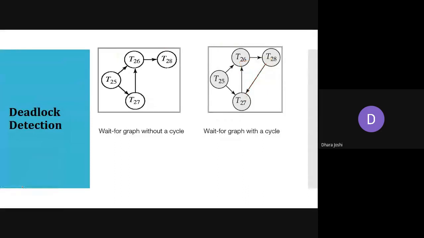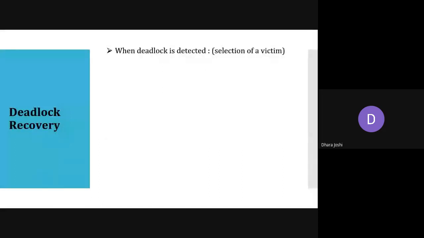So this is how we can detect a deadlock, and how to recover from that. Once we detect that, we go for selection of a victim. Victim means the transaction which needs to be rolled back. हम कोई ऐसा ट्रांजैक्शन आइडेंटिफाई करेंगे जिसको रोल बैक कराएंगे तो डेडलॉक की जो सिचुएशन है वो ठीक हो जाएगी.